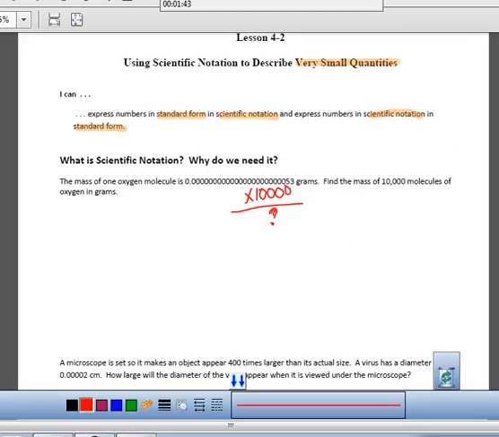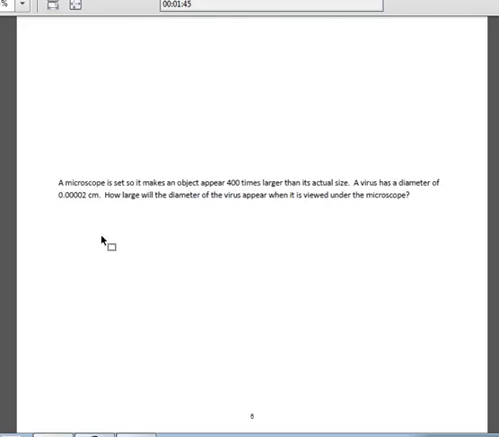So, another example below. A microscope is set so it makes an object appear 400 times larger than its actual size. Now that sounds like we're dealing with something really big. But the reason why it's multiplying by 400 is because it's so small. A virus has a diameter of 0.00002 centimeters. How large will the diameter of the virus appear when it is viewed under a microscope? Again, we're dealing with very tiny numbers.